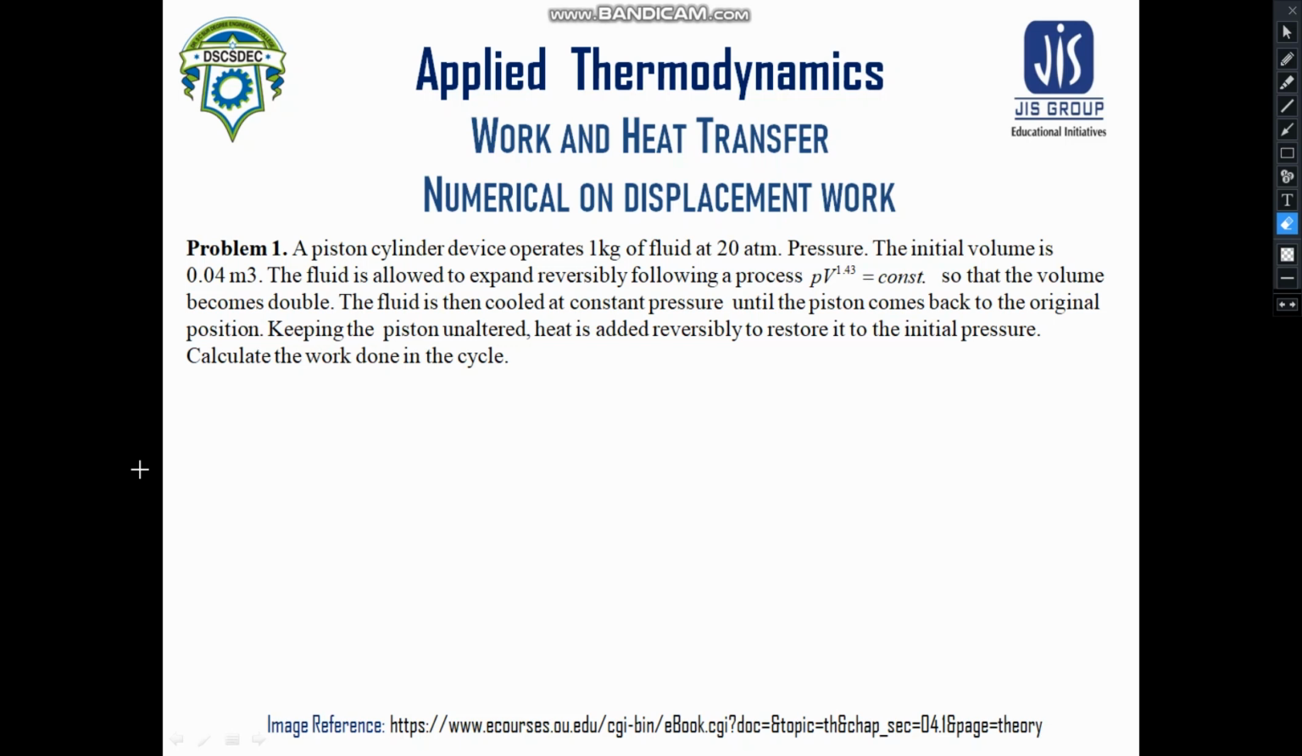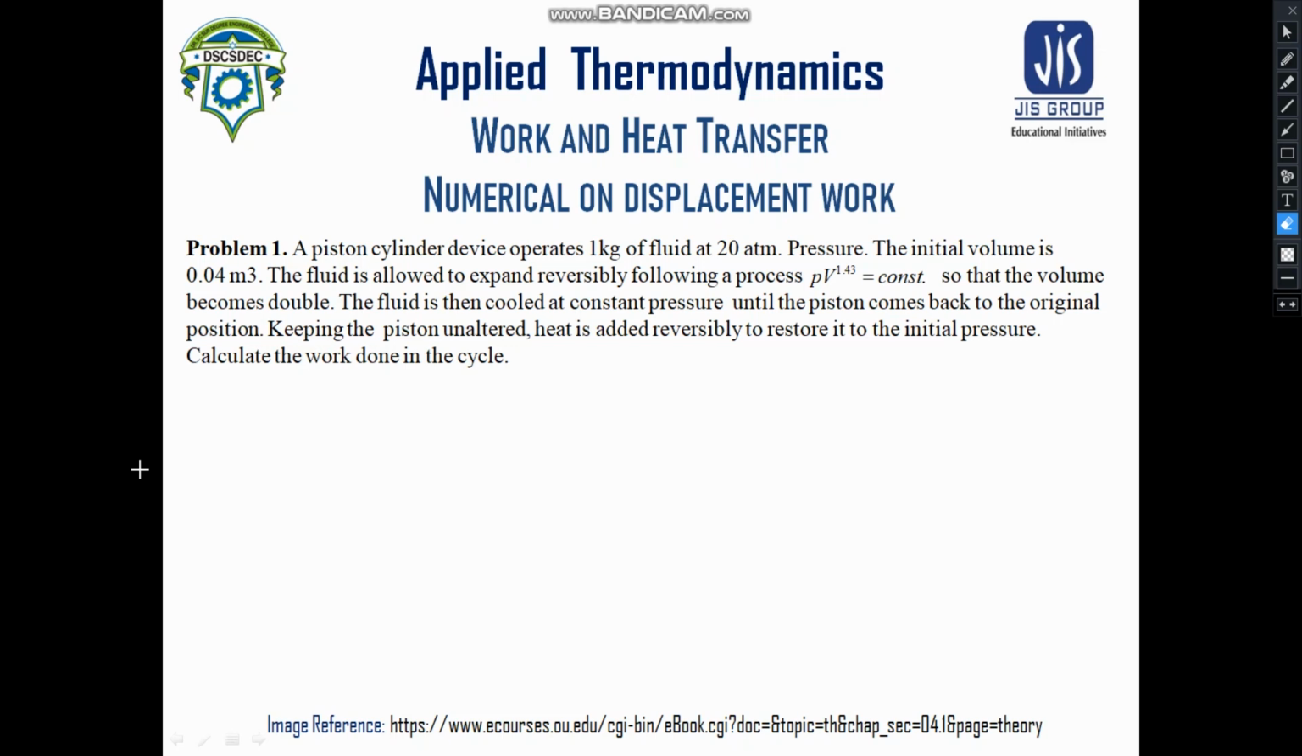Energy can be treated as a point function, or it can be treated as a path function. That means you can find energy in stored form, and you can find energy in transit form, that means energies which are crossing the boundary. Heat and work transfer are the examples of energy in transit. Whenever you find heat and work interactions taking place, it is a boundary phenomenon. That means energies are crossing the thermodynamic boundaries.